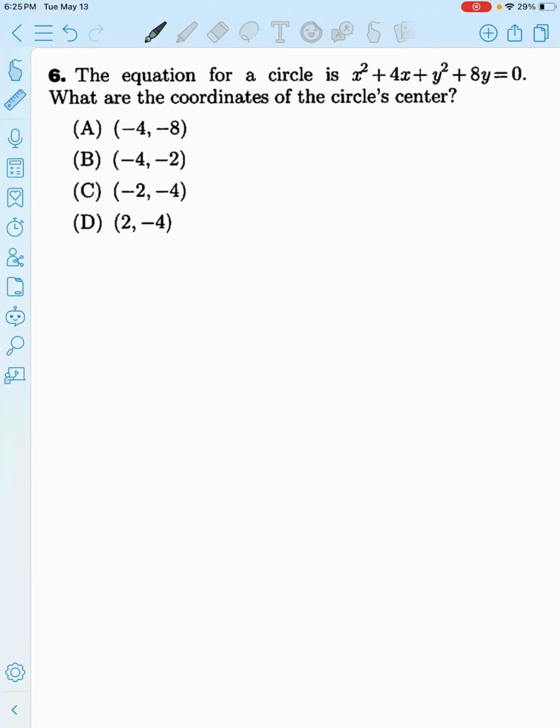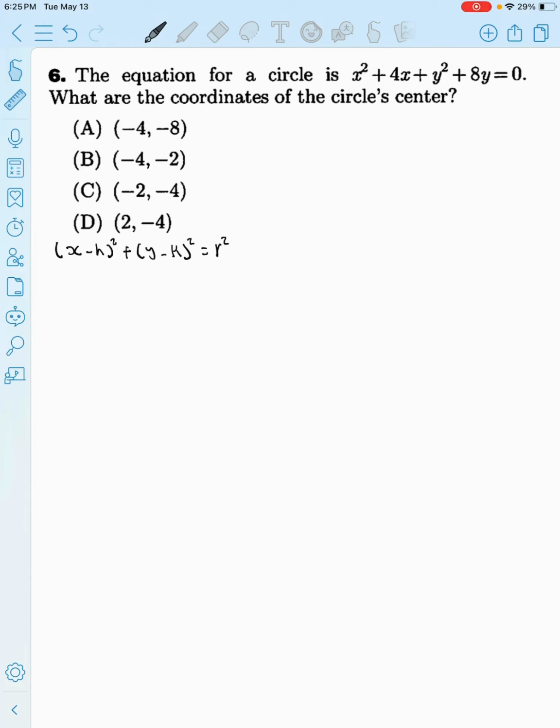So let's get started. The equation for the circle is x squared plus 4x plus y squared plus 8y equal to 0. What are the coordinates of the circle's center? Okay, let's write down the equation of the circle just to know what we're trying to do: x minus h squared plus y minus k squared equal r squared. So we'll try to get something that looks like that.